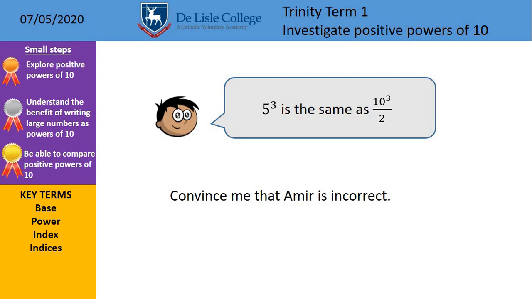So, Amir has another one who's made a mistake here. The kids don't seem to be doing too well with their suggestions on this PowerPoint, and he's suggesting that 5 to the power of 3 is the same as 10 to the power of 3 divided by 2. Now, he is wrong. I want you to show some working to convince me that Amir is incorrect.